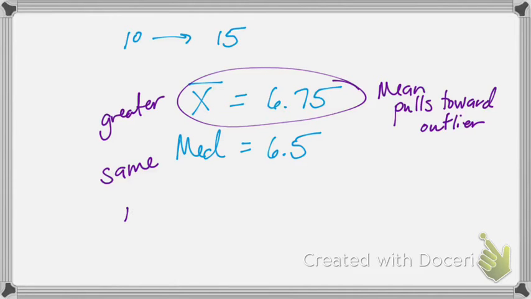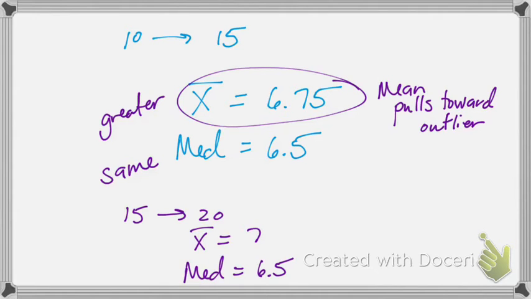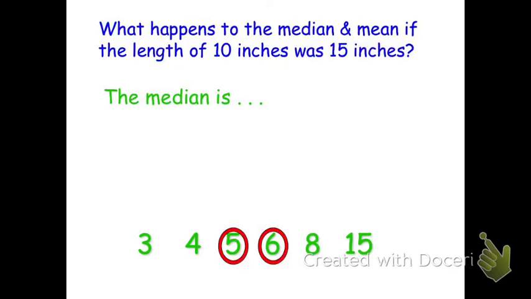When I changed that 15 to 20, what happened? The mean got even bigger. What did the mean change to? 7. And the median stayed at 6.5. So the mean got even bigger. The mean again pulls towards the outlier.